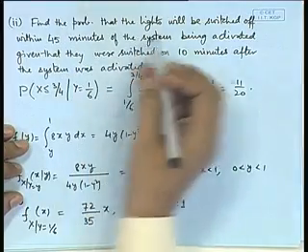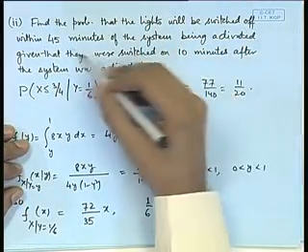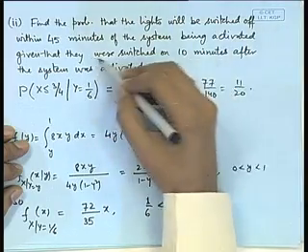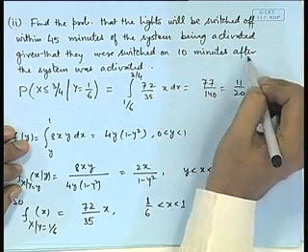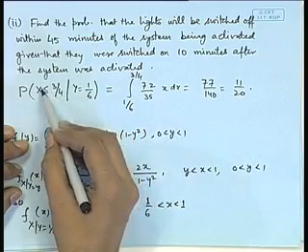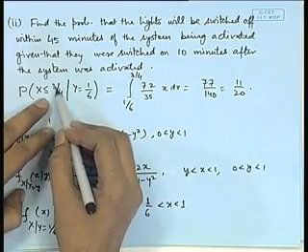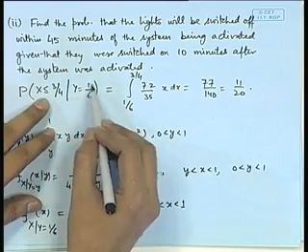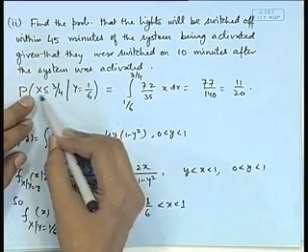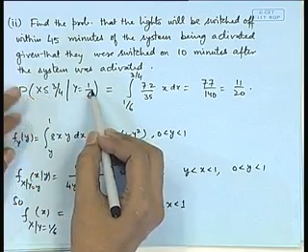In the same problem, let us look at what is the probability that the lights will be switched off within 45 minutes of the system being activated, given that they were switched on 10 minutes after the system was activated. That means, what is the probability that x is less than or equal to 3/4, given that y is equal to 1/6. So, we need the conditional distribution of x given y.